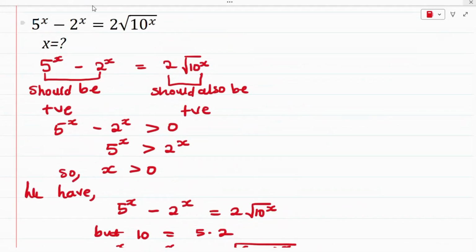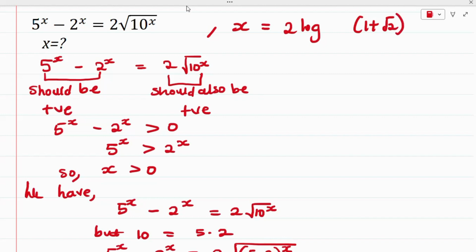So guys, this is how you can solve this nice exponential algebra problem right here, and we have been able to find the value of x, and we say that the value of x is equal to 2 log 1 plus the root of 2 base 5 over 2, and this is the value of x.